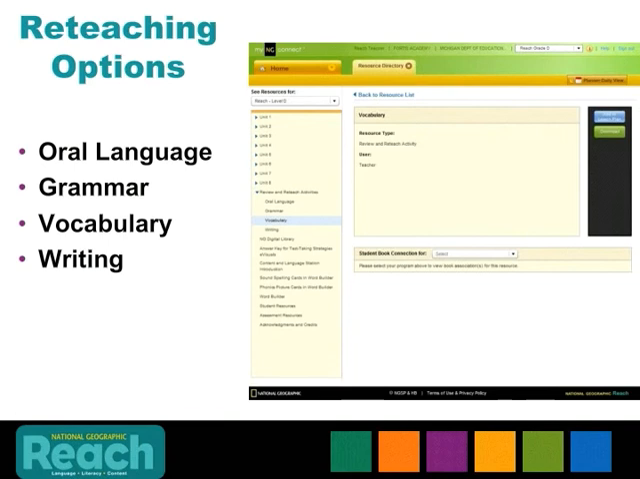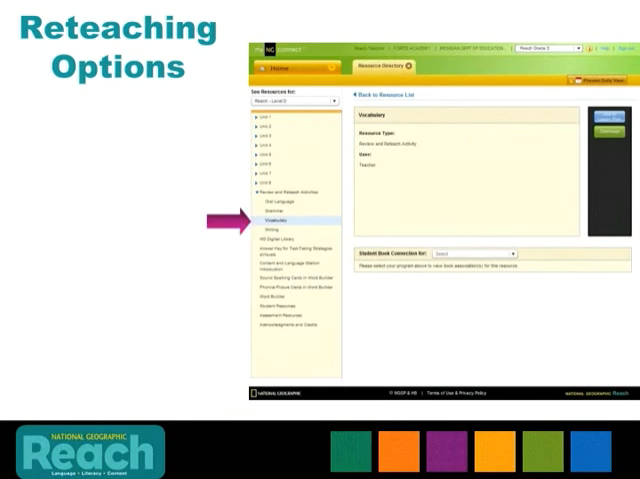Okay, I've mentioned reteaching a few times now, so let me show you where you can find the reteaching lessons that are already developed for you on MyNG Connect. These reteaching resources are available in the resource directory. Once you click on the link for the appropriate reteaching lesson, you then click on the download button to open the reteaching options and save them to your desktop or print them out for later use.